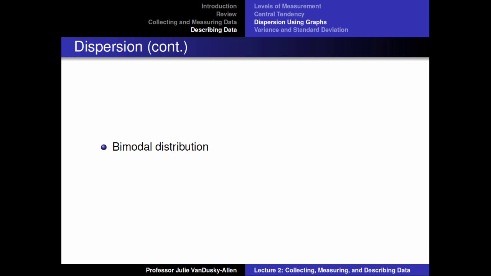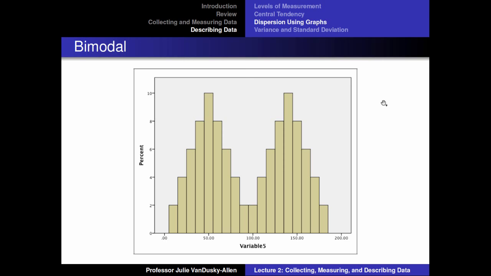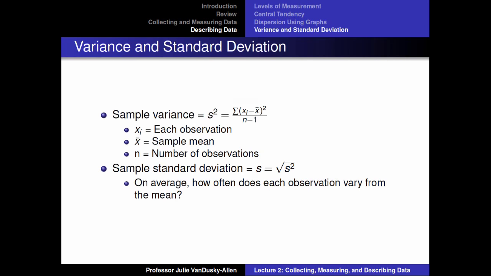Last, a variable can have a bimodal distribution as well. This happens when the variable has two modes. Here is an example of a variable with a bimodal distribution. As you can see, there are two modes, 50 and 150. About 10% of the observations take a value of 50, and 10% of observations take on a value of 150. 50 and 150 are the most commonly repeated values in the dataset.